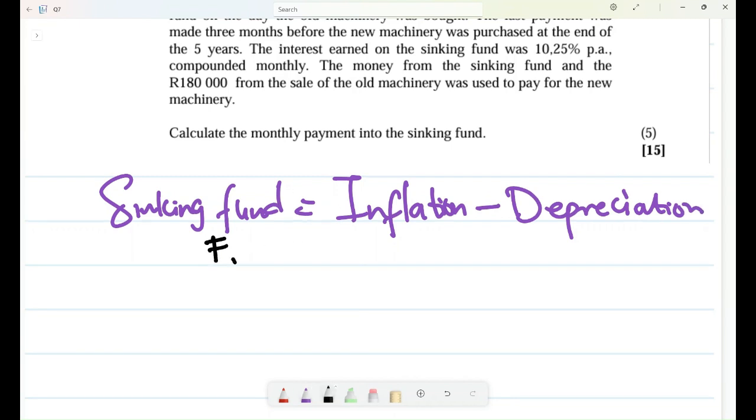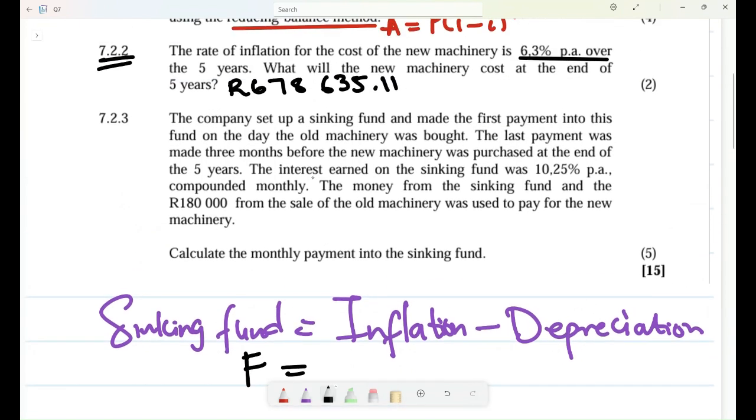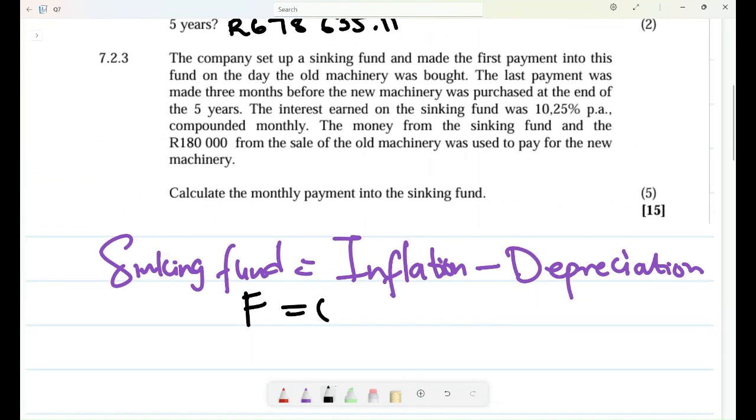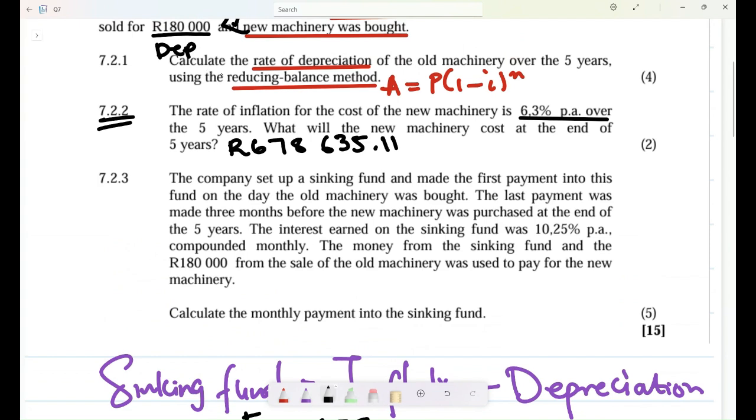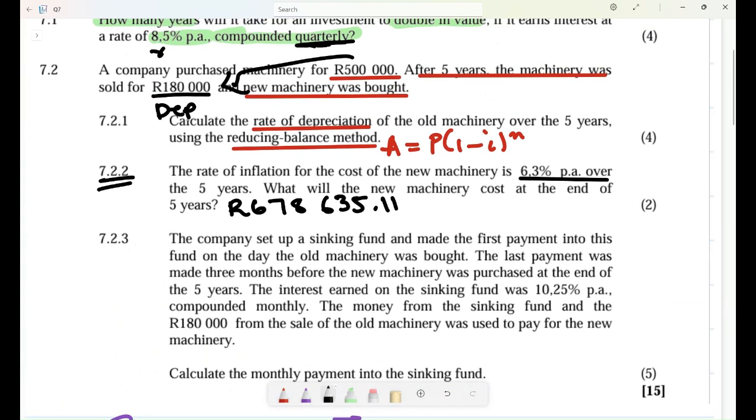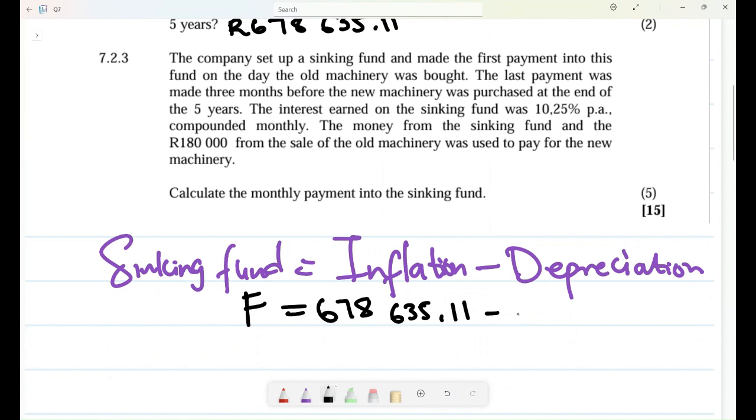And for the sinking fund, you are going to put FV, because you are saving for the future. Remember, if you are saving for the future, we use future value, or just F for future value. What was my inflated price in 5 years' time? It is going to be 678,635 comma 11, minus what will my car be worth in those 5 years? It will be worth 180,000.